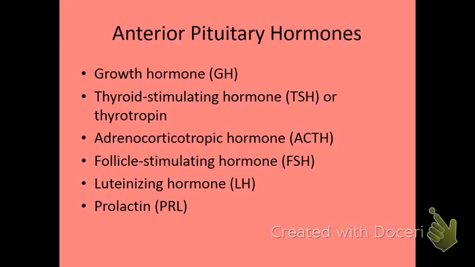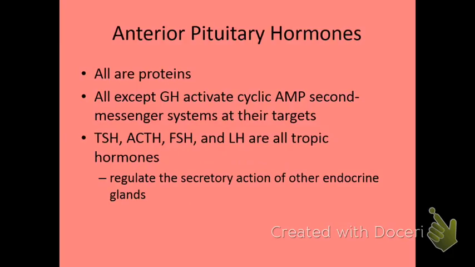Now, all of our humans, males and females, have the same hormones, just in different levels. As we'll see, these hormones will be different in different age brackets and in different genders. The anterior pituitary hormones are all proteins. They work on the cyclic AMP secondary messenger system. They are called tropic hormones, and they regulate the secretion of other glands.